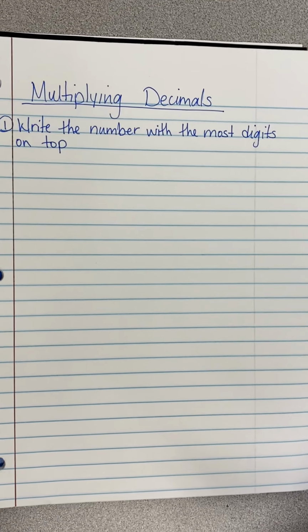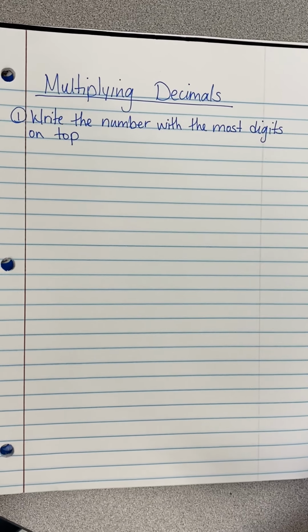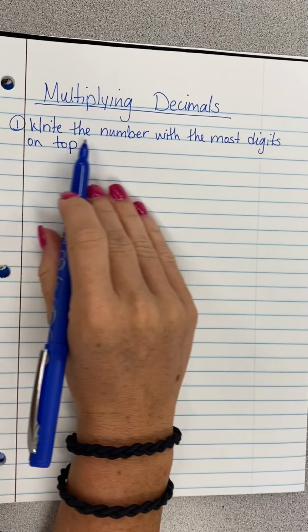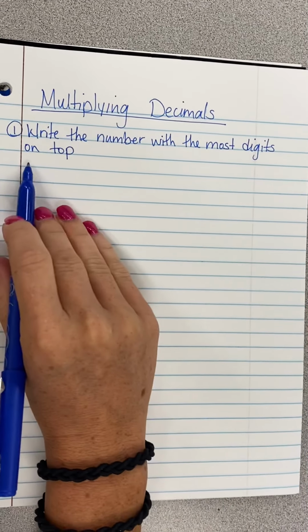When multiplying decimals, we want to follow these steps. We want to first write the number with the most digits on top.